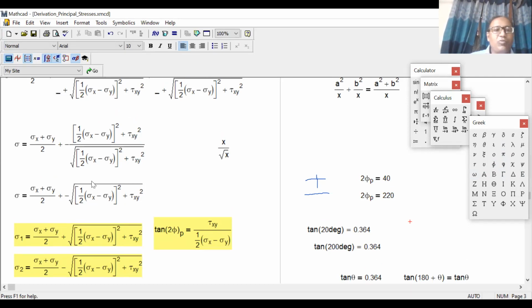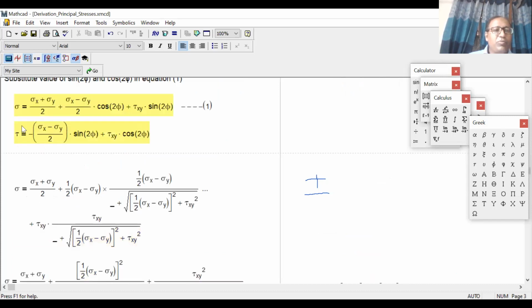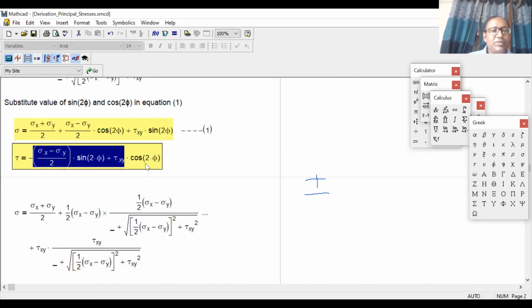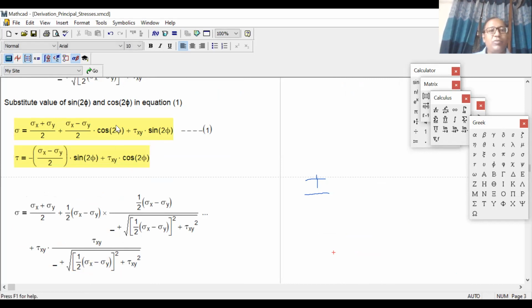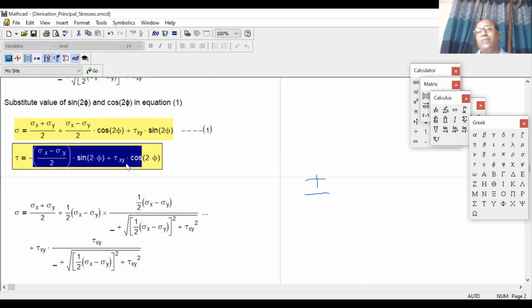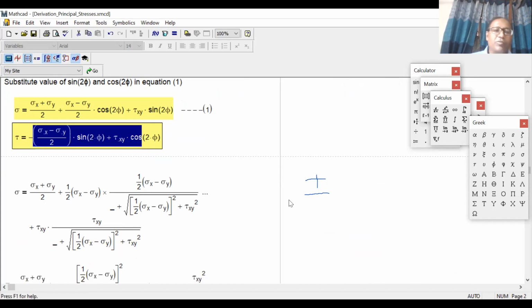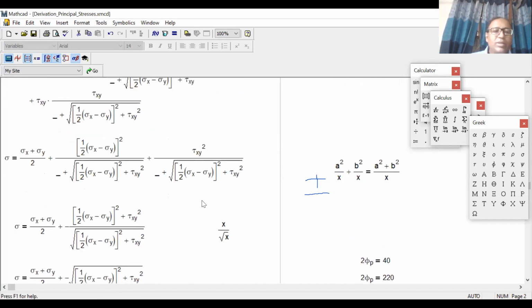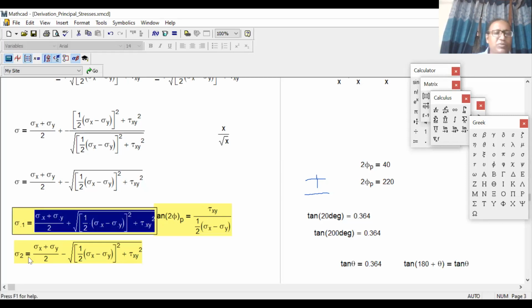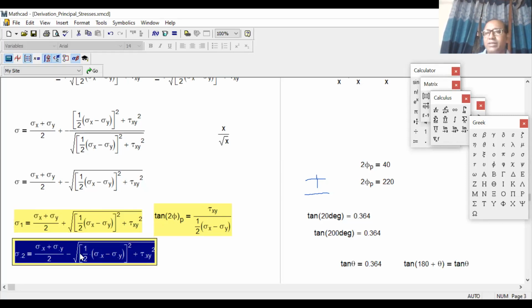This 40 degree and 220 degree, if you put in this equation, what do you get? You get sigma. If you put in this equation, you will get tau, and obviously this tau will be 0. If it's not coming 0, that means you are wrong. Again, you put 2 theta p equal to 220 degree, you get sigma, and you put it over here for tau, obviously you get tau. So you need to figure out both angles and both sigmas, that means sigma 1 and sigma 2. And secondly, this formula also you can use, you will get sigma 1 and sigma 2.